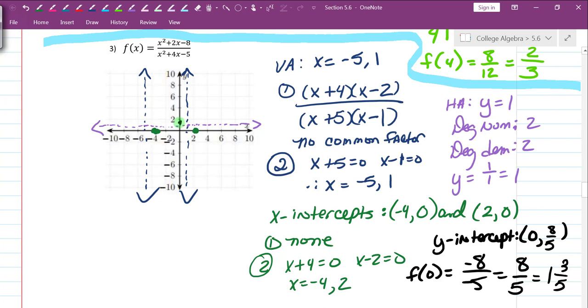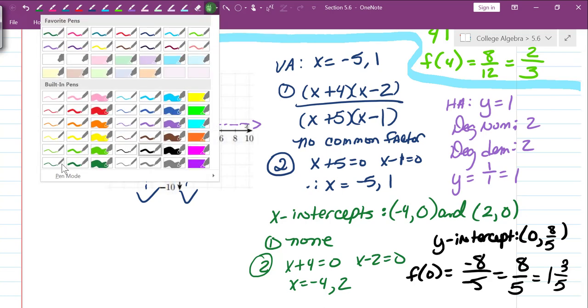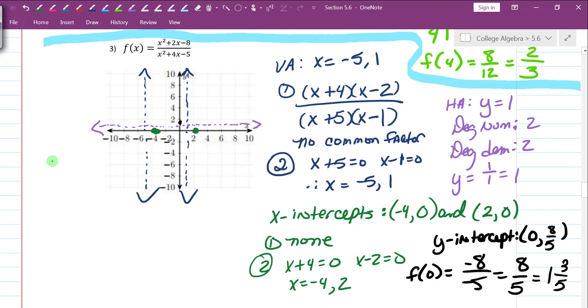So now the next thing I need to do is determine my different areas. I need to find some points over here. That will be less than negative 5. So I'm going to say where x is less than negative 5, I need 2 points. So I'm going to let x equal negative 6 and negative 8, and we'll solve for our y.